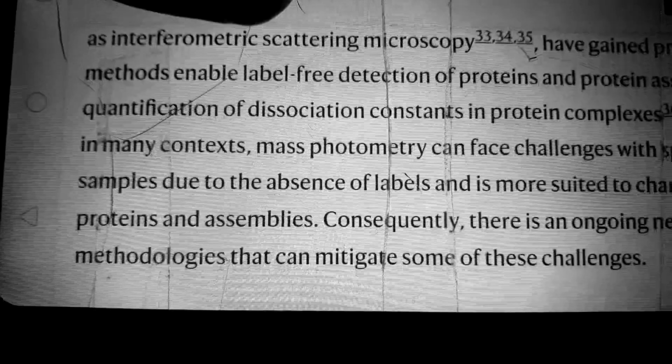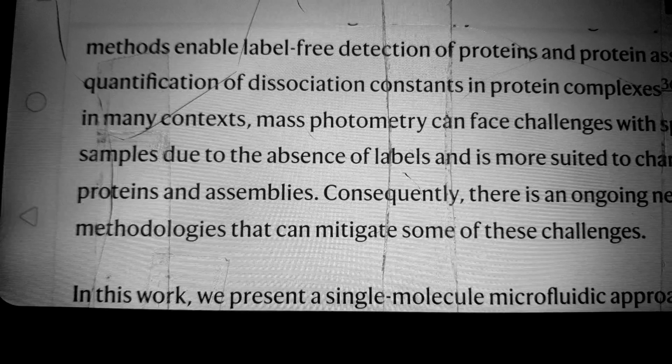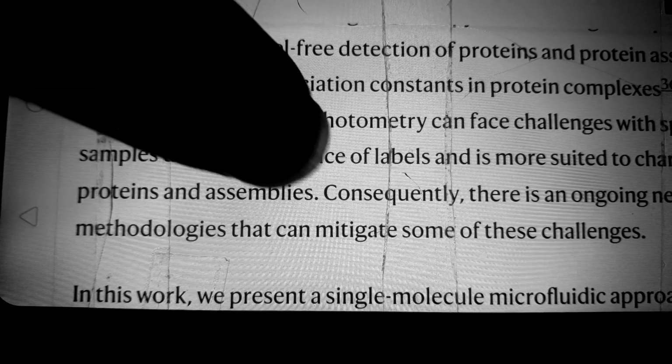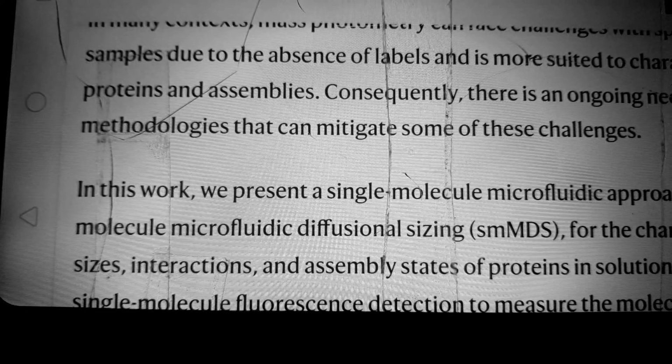These methods enable label-free detection of proteins and protein assemblies and the quantification of dissociation constants in protein complexes. While beneficial in many contexts, mass photometry can face challenges with specificity in complex samples due to the absence of labels and is suited to characterizing larger proteins and assemblies. Consequently, there is an ongoing need to develop methodologies that can mitigate some of these challenges.